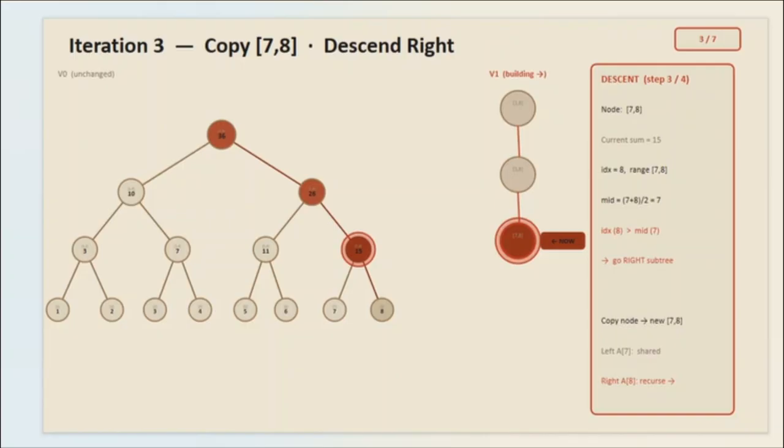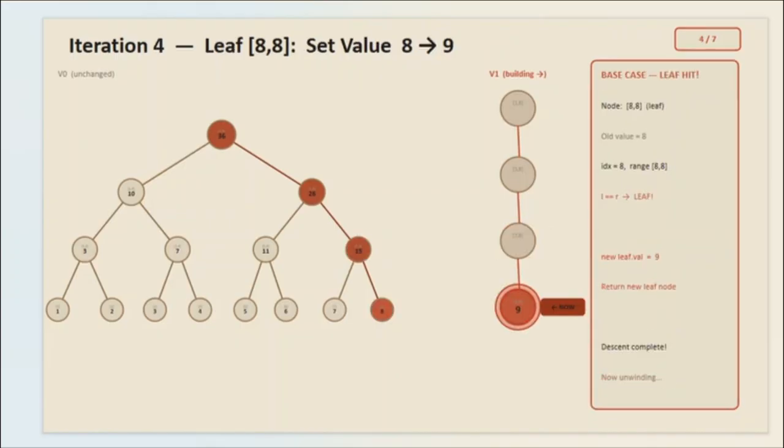The new node is allocated. Index 8 is on the right, so the left child, a leaf with value 7, is shared, and we recurse right. The path copying is in action. At every level we create one new node, copy the pointers from the old node, and immediately share the side we are not going into.